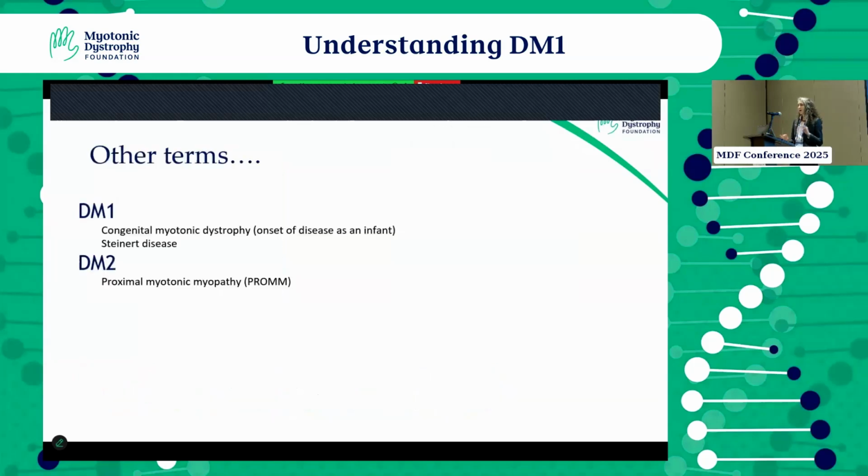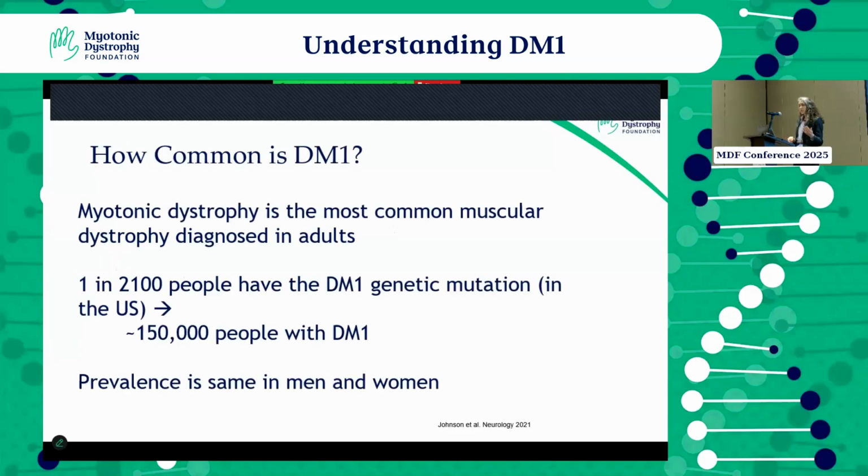Other terms you might hear: congenital myotonic dystrophy is type 1 that starts at birth or as an infant. You also might hear Steinert disease, which is named after Hans Steinert, who was the first to describe myotonic dystrophy back in 1909. And for type 2, you might hear proximal myotonic myopathy, or PROMM, which is a term that is not used that often. So we are focusing on DM1.